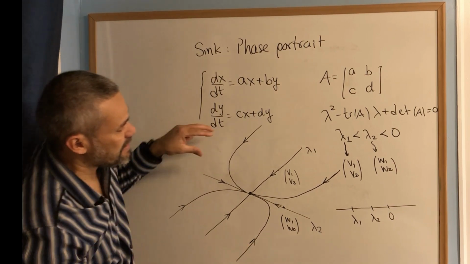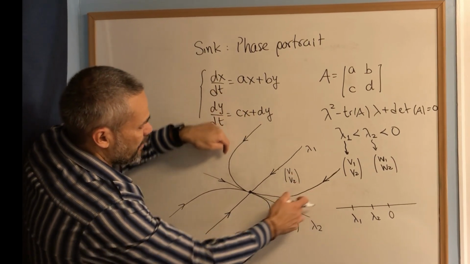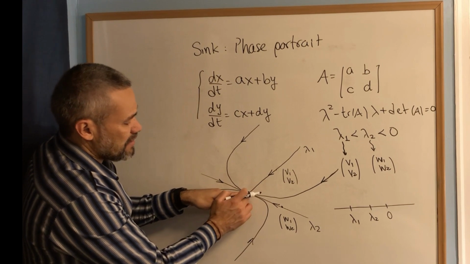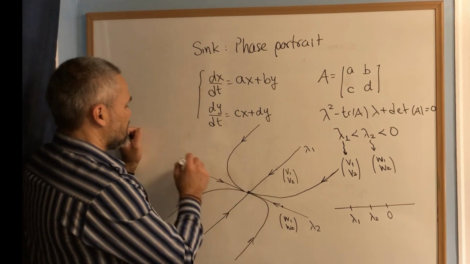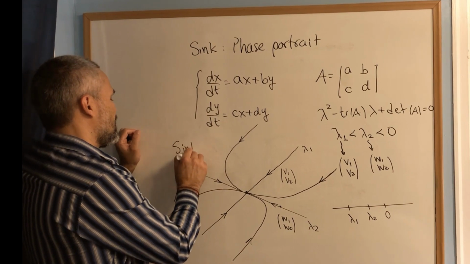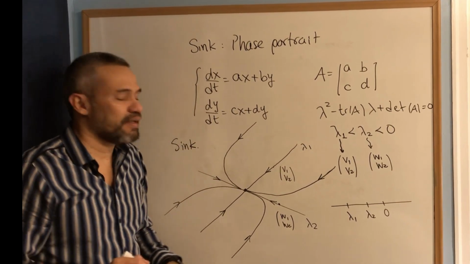The reason it's called a sink is because in each orbit you go toward a single point, the equilibrium point. Remember, this is a sink. Okay, and that's it.